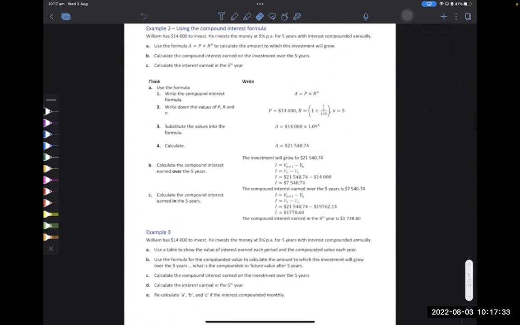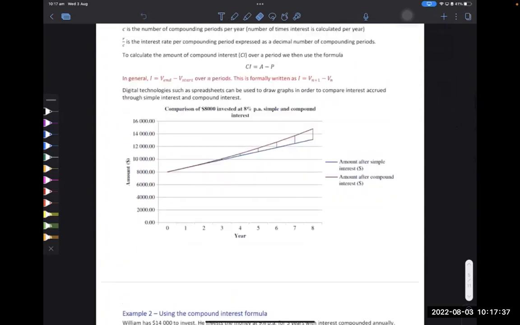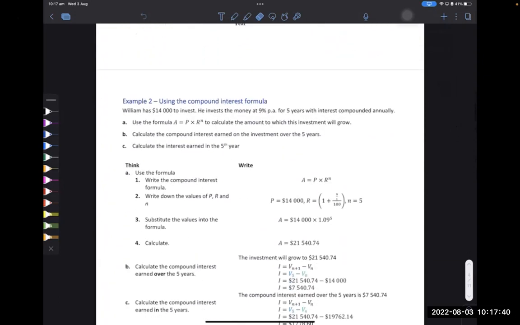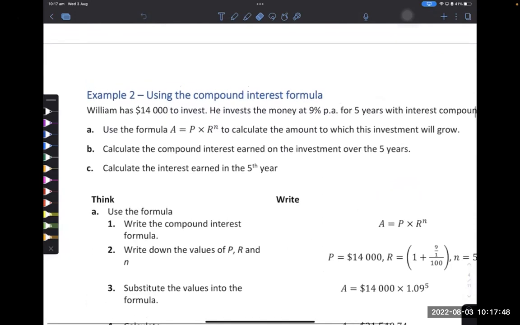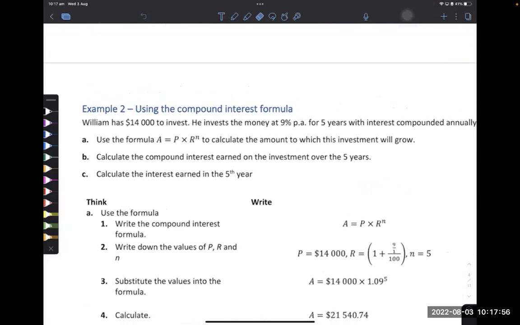Now, what I'd like you to do is go on to example number 2. This is on your first, second, third, fourth page. At the top of the page, it should say example number 2 using the compound interest formula. This is what we've already covered a bit yesterday.